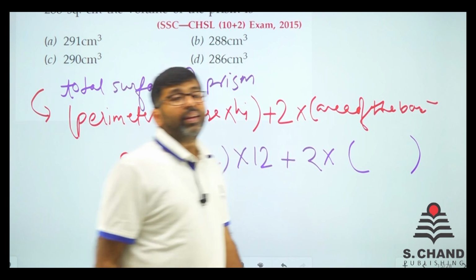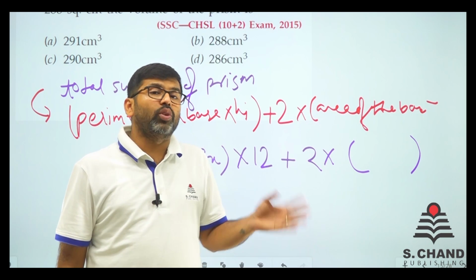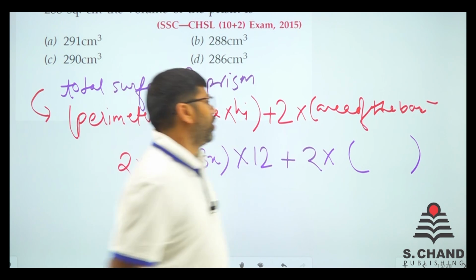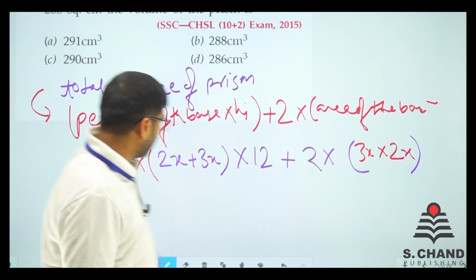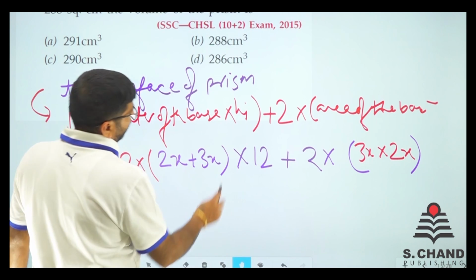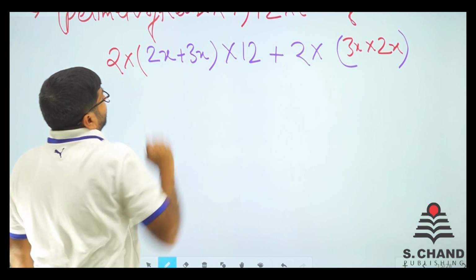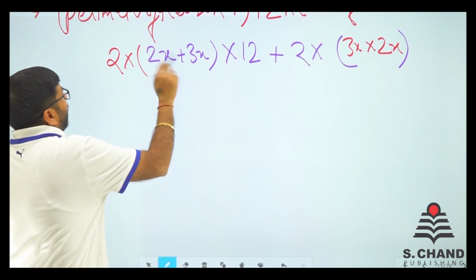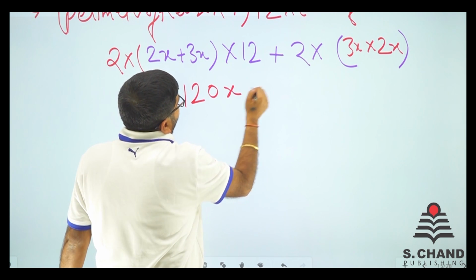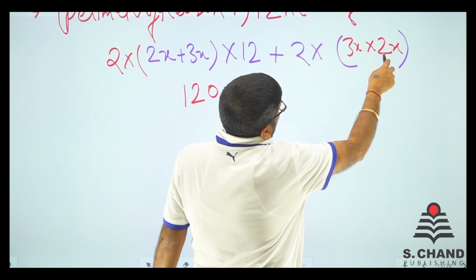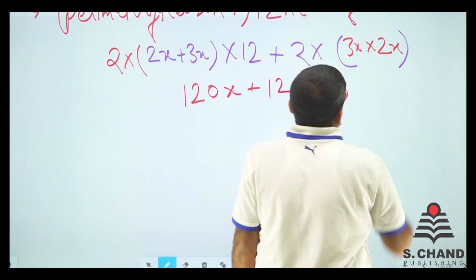What is the area? The base is a rectangle, and the area of a rectangle is L into B. L is 3x and B is 2x, so we have 3x into 2x. Now we just calculate this. 2 plus 3 is 5, so we have 5x into 2 is 10x, and 10x into 12 gives 120x. Then 3 into 2 is 6, into 2 is 12, so 12x square. So that is the surface area.